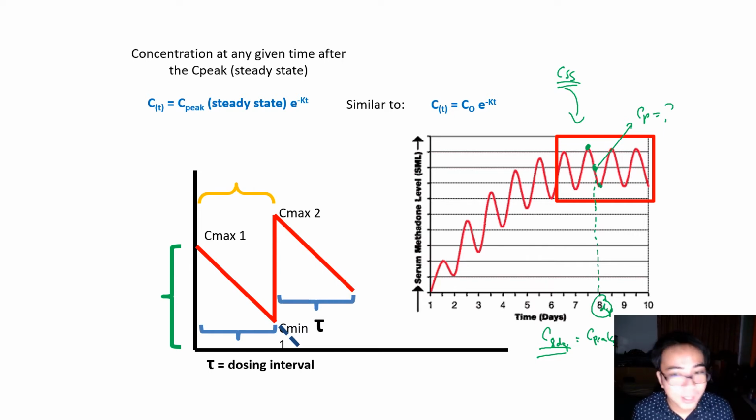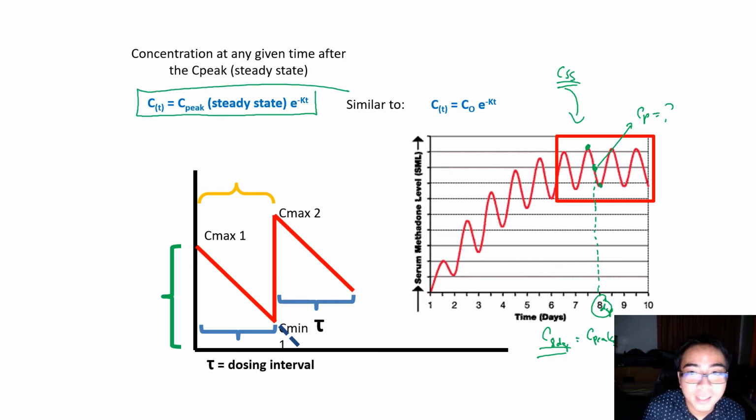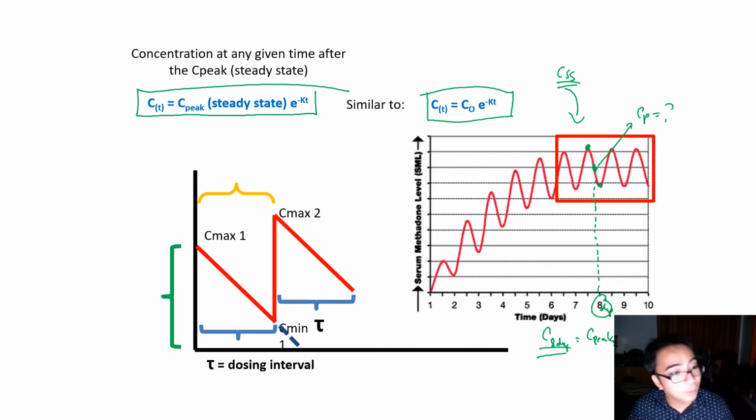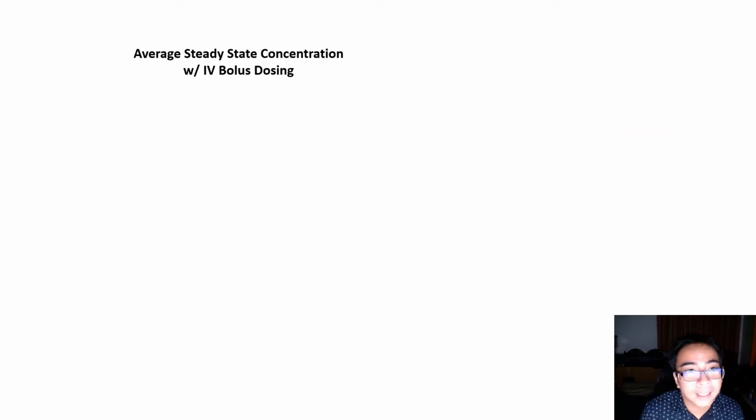So, are we clear? So, again, class, this formula here is very much derived from our original formula, which is C equals C0 E negative KT. Okay? Wala namang magic na formula dito kasi bigla na lang nabubuo. Okay? Every value that we put in our formulas have a reason. Alright? Okay. Next one, average steady state concentration with IV bolus dosing.